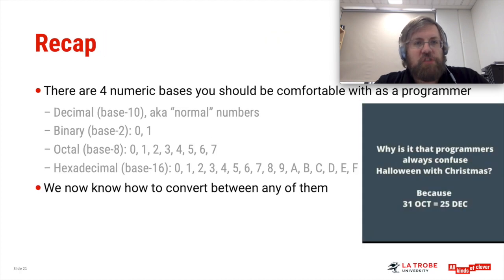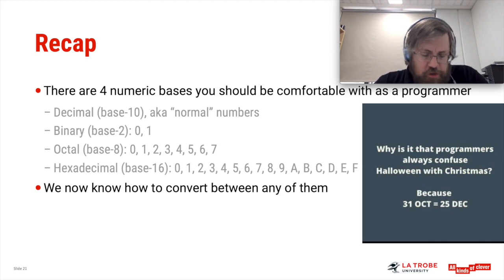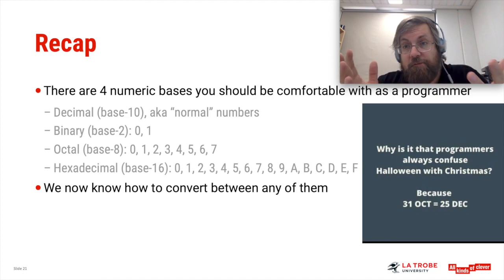So to recap, there are 4 numeric bases you need to be comfortable with as a programmer. Decimal, aka the normal numbers. Binary, or zeros and ones. Octal, or base 8. And hexadecimal, or base 16. Now we know how to convert between any of them. A little bit of practice and you'll get very comfortable very quick with the base 2 representations.